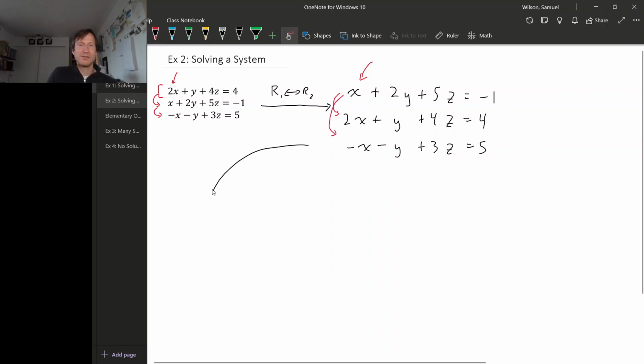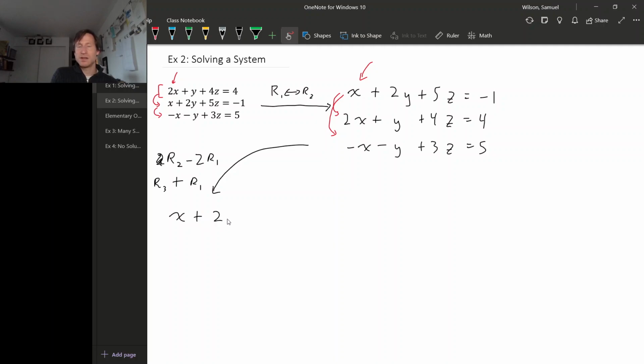So now we can start adding multiples of the first row to the other rows to zero out those x's. Let me do that here. We're going to take row 2 and subtract 2 times row 1. At the same time, we could take row 3 and add row 1. Row 1 we aren't changing, so our first equation is still x plus 2y plus 5z equals minus 1.